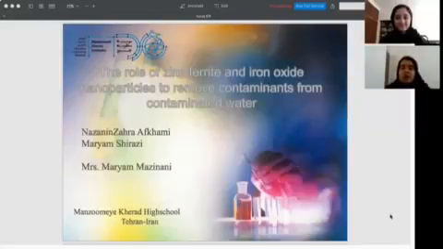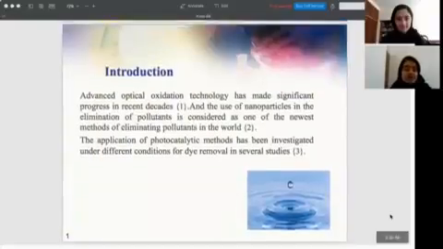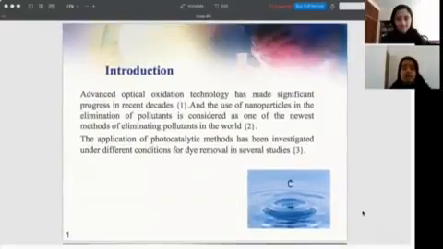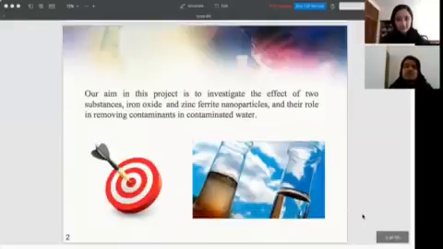And we're now here to talk about our project, the role of zinc ferrites and ionized nanoparticles to remove contaminants from contaminated water. As we know, water pollution is one of the most significant issues facing us these days. We use the ionized and zinc ferrite nanoparticles in the extraction of methylene blue dye in water, and also investigated the effect of three items: different time durations, environments, and concentrations.